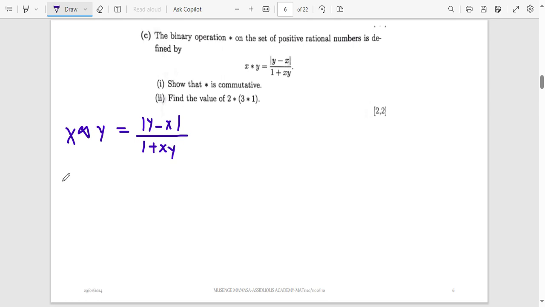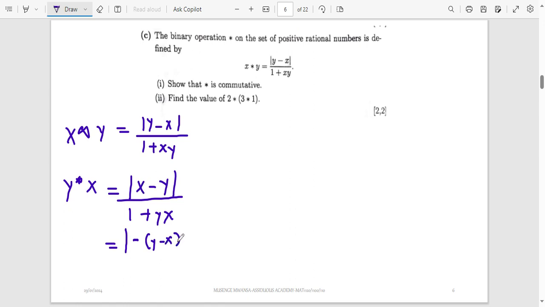To show that it's commutative, we need also to find y star x. Y star x will just change, where there is x we put y, where there is y we put x. So that becomes the absolute value of x minus y over 1 plus yx. Now, the absolute value of x minus y, I can also write by factorizing out a negative. So the y which was negative will become positive inside there, and the x which was supposed to become negative. In the denominator, we have 1 plus yx.